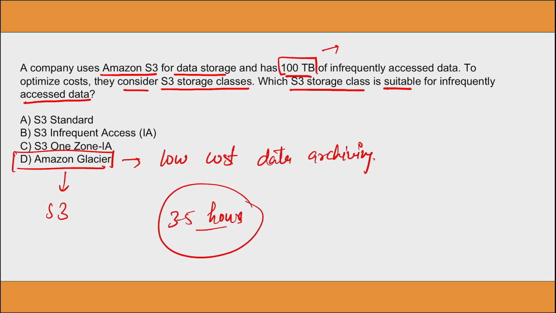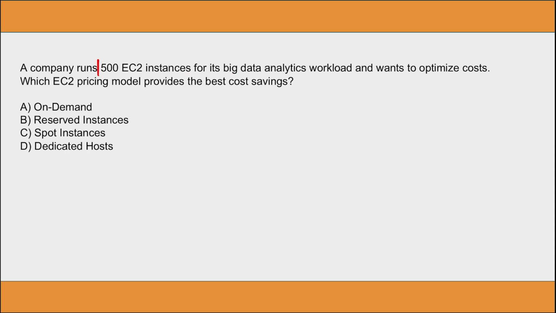So this will provide us the data within 3 to 5 hours and it is cost effective for long-term usage, right? Where we want to store data for a very long time and a huge amount of data is there, correct? But we are not frequently accessing the data. So Amazon Glacier.